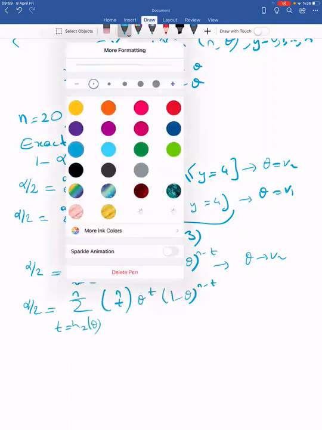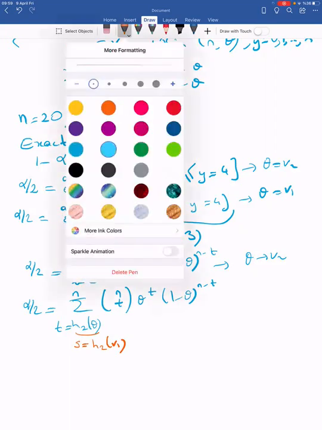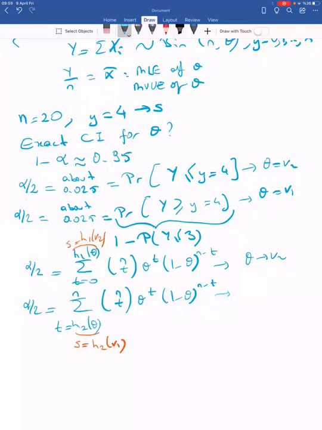Actually here, we can write this part as H2V1, and here we can write this as H1V2, okay? And from here, we get a lower bound for theta.